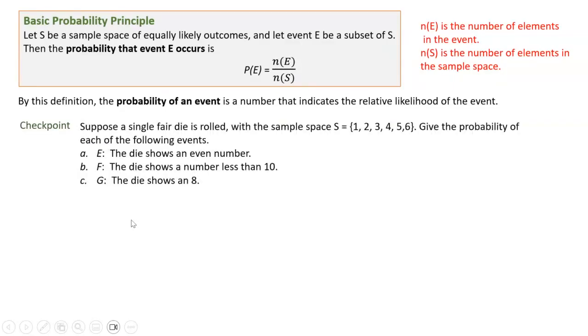Checkpoint. Suppose a single fair die is rolled with a sample space S equals 1, 2, 3, 4, 5, 6. Here's the probability of each of the following events.